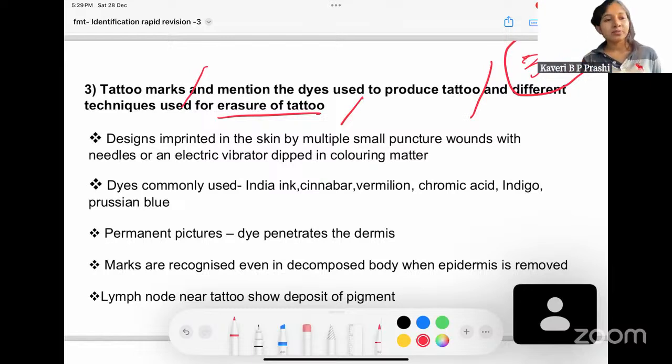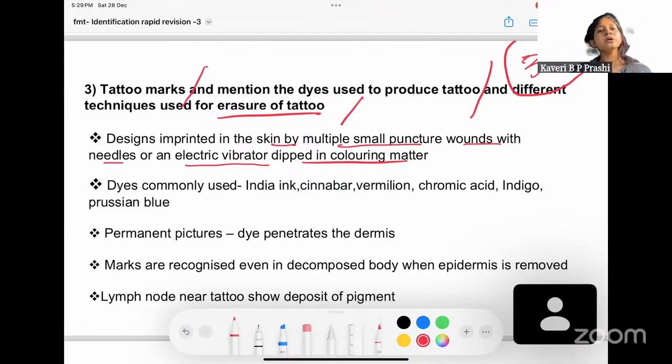Coming to the first part, tattoo marks. These are nothing but designs which are imprinted on the skin by multiple small puncture wounds with needles or an electrical vibrator dipped in a coloring matter. That is usually in the present day. In the olden days, what would happen? They would take small needles and make small puncture wounds on the skin, okay, and that would produce a tattoo. But now we have vibrators which can be dipped in different coloring matter. Therefore, we can produce different colored tattoos. Before, if you see olden people like grannies, grandpas, having tattoos, usually it was that pale greenish black tattoo. But presently, you have blue, red, all the colors that are available because of the different dyes people use.